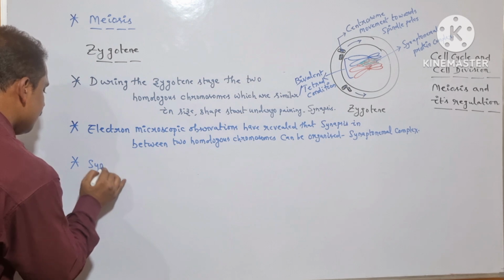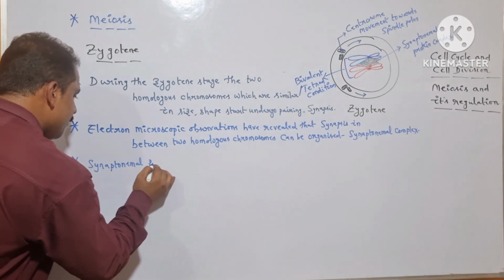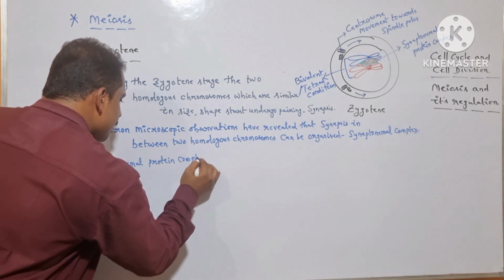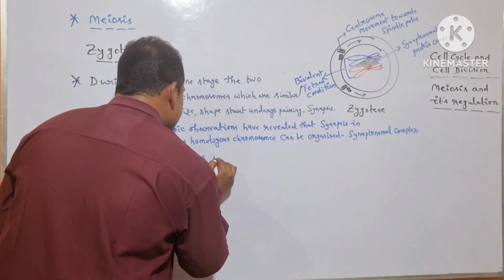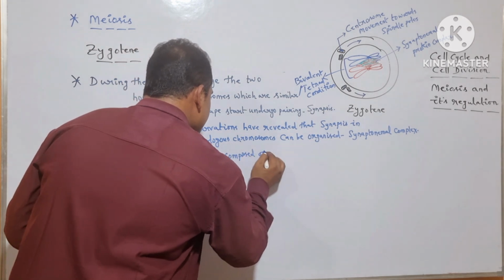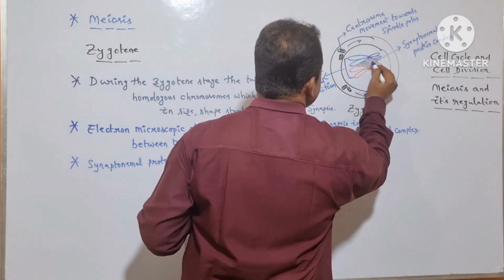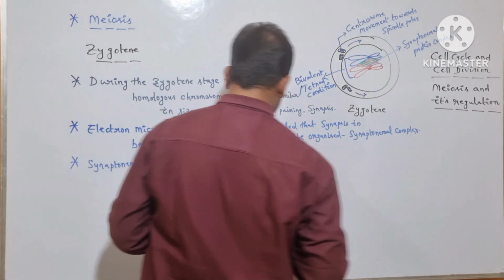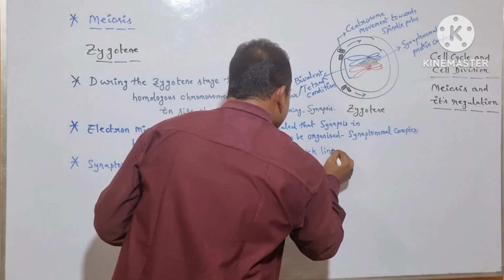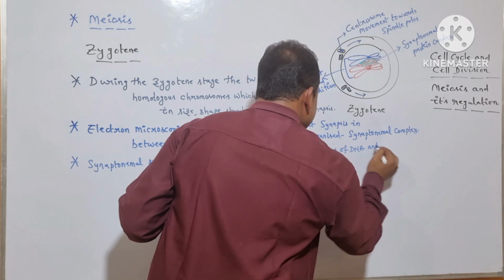Synaptonemal protein complex is composed of 3 thick lines of DNA and many number of proteins, right? 3 thick lines of DNA and many number of proteins.